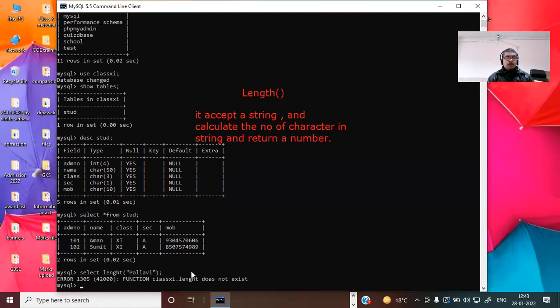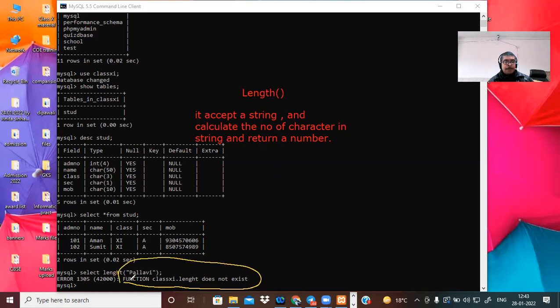Why is it giving an error? You just learn from the error. I will tell you to learn from the error. What error are we getting? Function class 11 length does not exist.